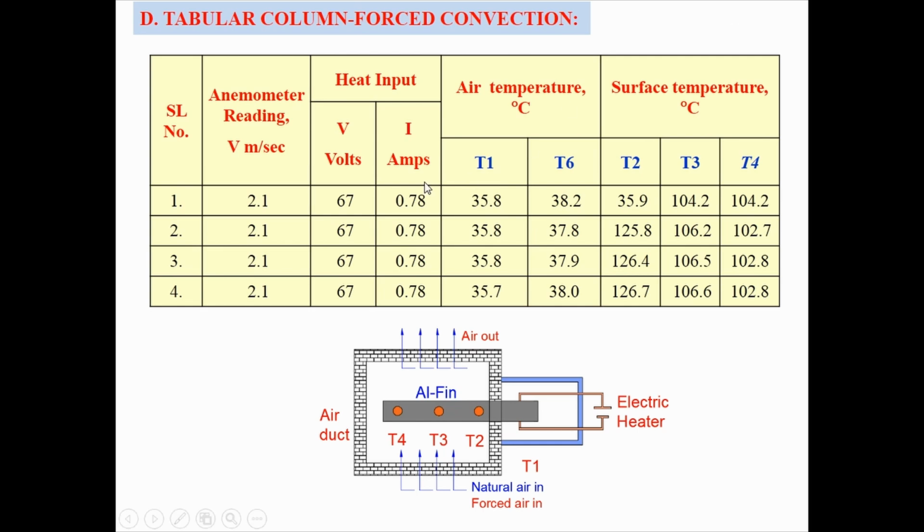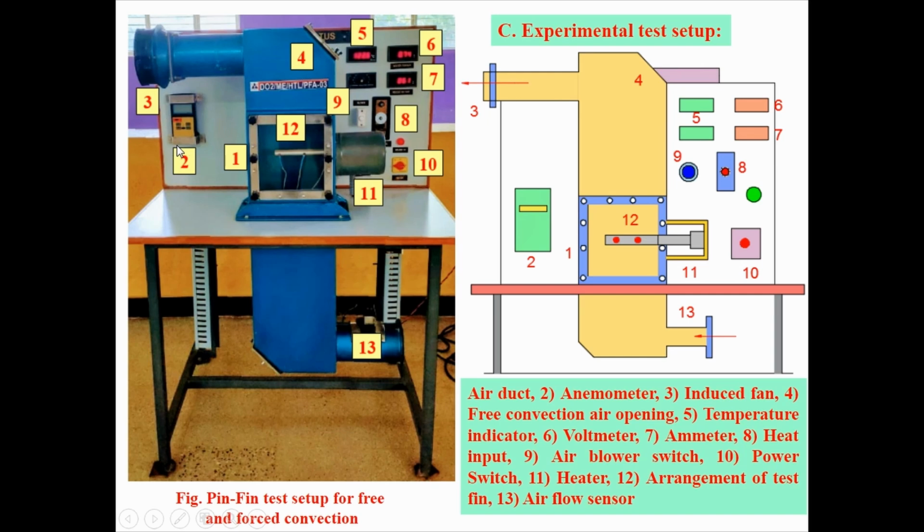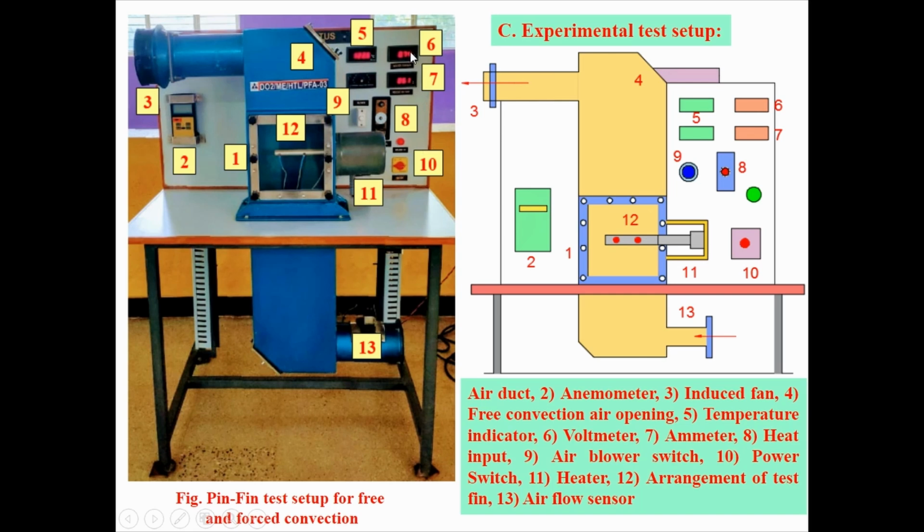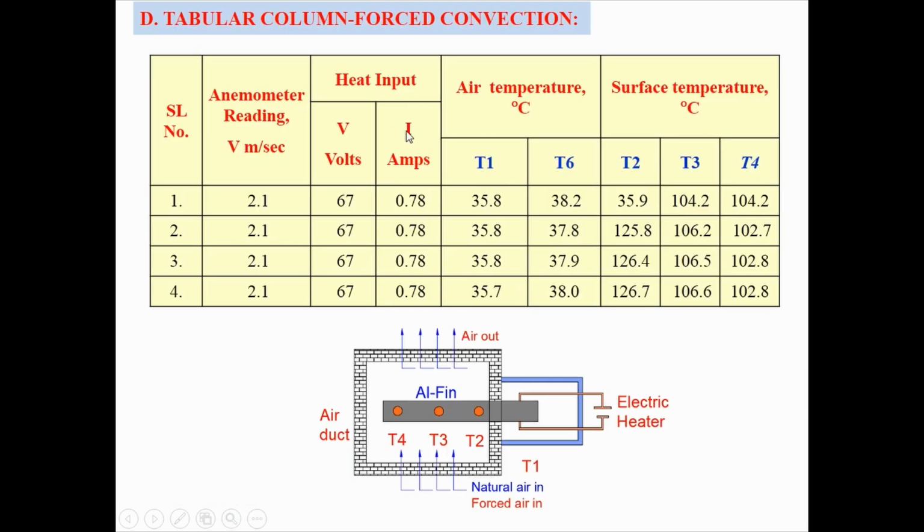Okay, this is a tabular column here now. So what are the readings you have to take, that I will explain here. Now I have taken 4 readings, but I will explain one reading, how to take the readings from this experimental setup. First, as I told you, the anemometer reading, initially we have to take it from here. So next, voltage and current. Whenever you are giving heat input, you are varying the voltage and current. What is the voltage and current? That you have to take into this column.